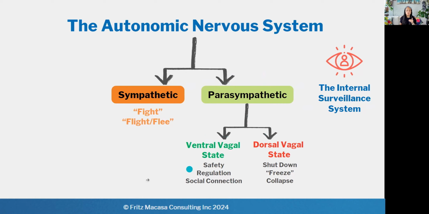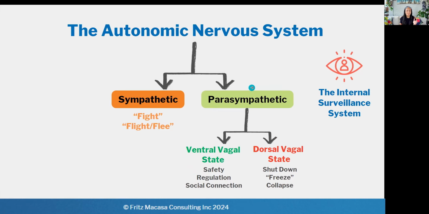This is really super cool because when I was in nursing school, and I started back in 2026, this was something that was not taught or given in great detail. There was no distinction between the ventral vagal state and the dorsal vagal state. We were just told that the sympathetic is fight or flight, and the parasympathetic is rest and digest.